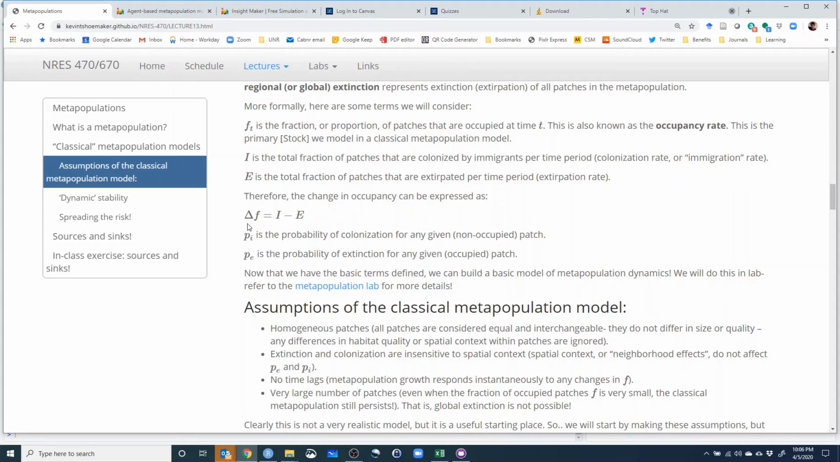So if you want to model this stock of the fraction of sites occupied in the metapopulation, all you have to do is take this colonization term, fraction of sites colonized, and then subtract the fraction of sites extirpated to get the total change in the fraction of sites occupied.